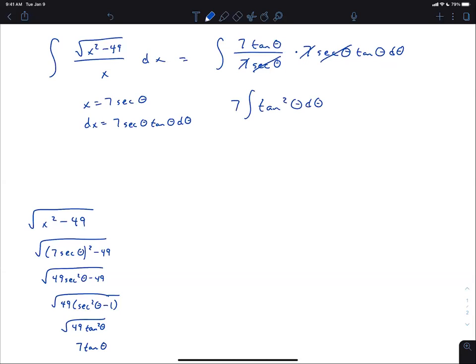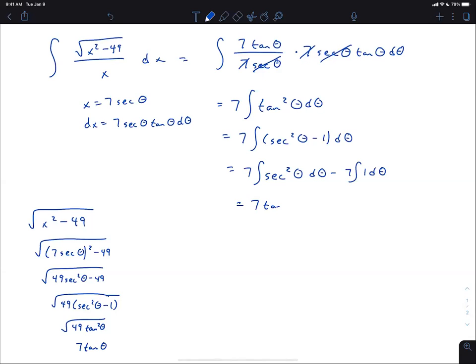Well, to do the integral of tangent squared, it's not a basic form, but we know that 1 plus tangent squared is secant squared. So we can rewrite this as secant squared minus 1. That's a good idea because secant squared is a basic form. So we can split this into 2 integrals. The integral of secant squared is tangent. And then the integral of 1 d theta is theta. All right, any questions up to there?